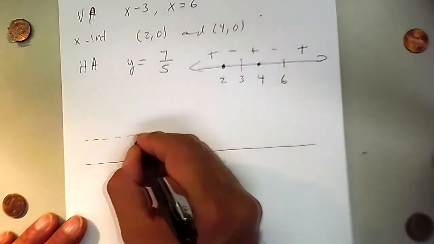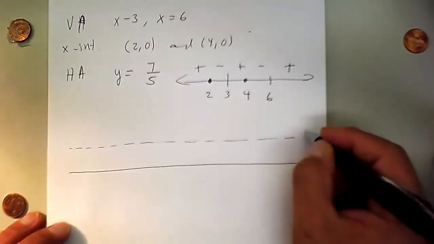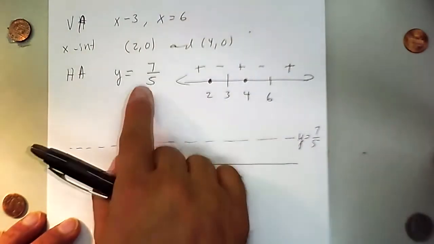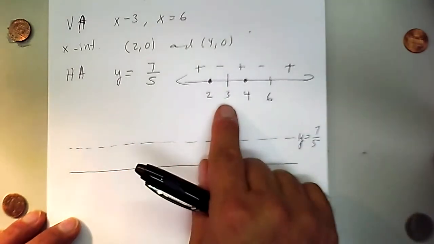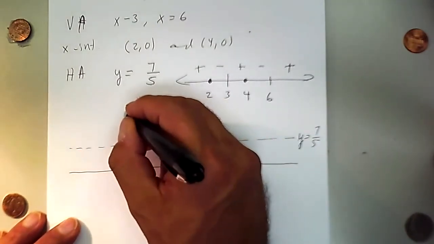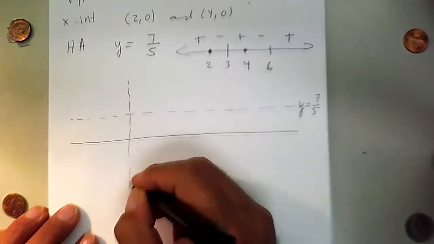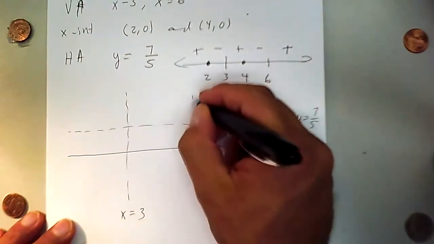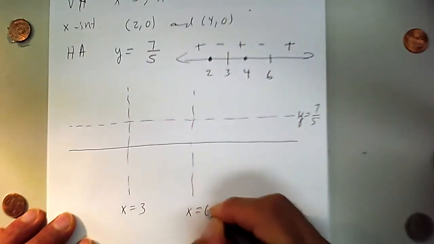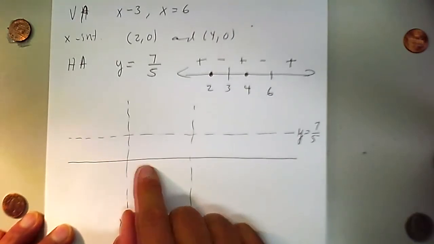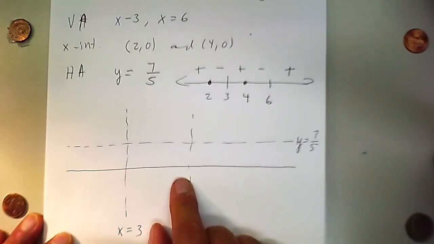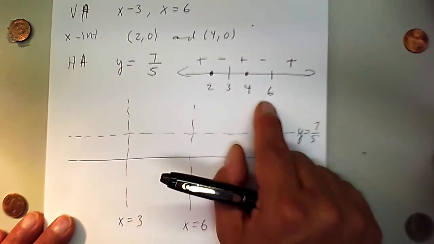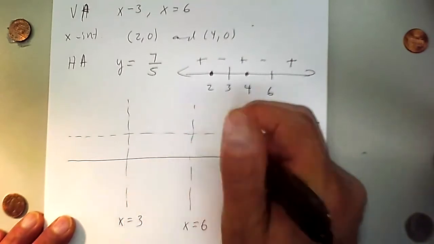Okay, we got the x-axis. We got a horizontal asymptote, not y equals 0. So this is y equals 7/5. We got a vertical asymptote at x equals 3. Another vertical asymptote at 6. I suggest not to put the x-intercepts yet, because you want your graph to be smooth. Past the 6, we have to be positive, and there's only one way to do that.